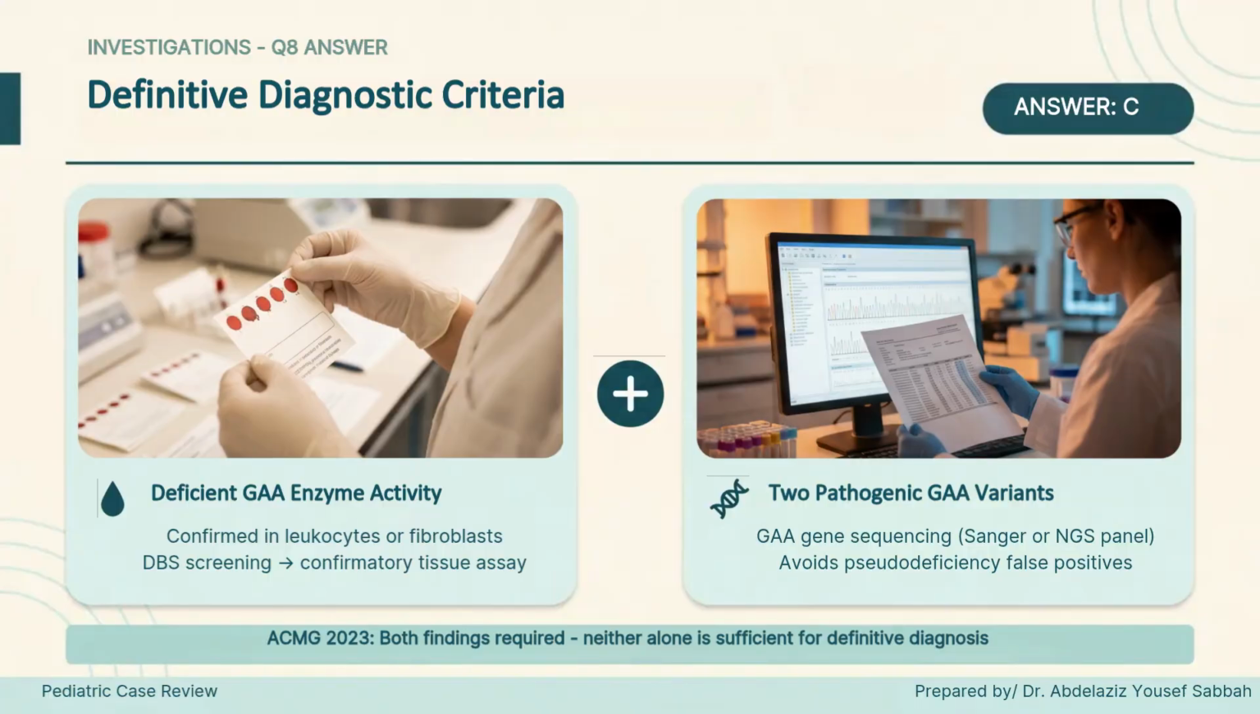Definitive diagnosis requires two findings together. First, deficient acid alpha-glucosidase enzyme activity, confirmed in leukocytes or fibroblasts. The dried blood spot screen leads on to this confirmatory tissue assay. Second, the identification of two pathogenic variants in the acid alpha-glucosidase gene by gene sequencing using either Sanger sequencing or a next-generation sequencing panel. Gene sequencing is essential because it helps avoid false positives caused by pseudodeficiency alleles. According to the American College of Medical Genetics 2023 guidance, both findings are required, and neither the enzyme result nor the genetic result alone is sufficient for a definitive diagnosis.